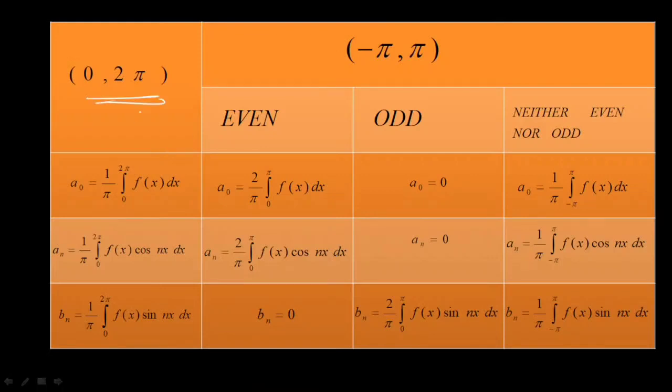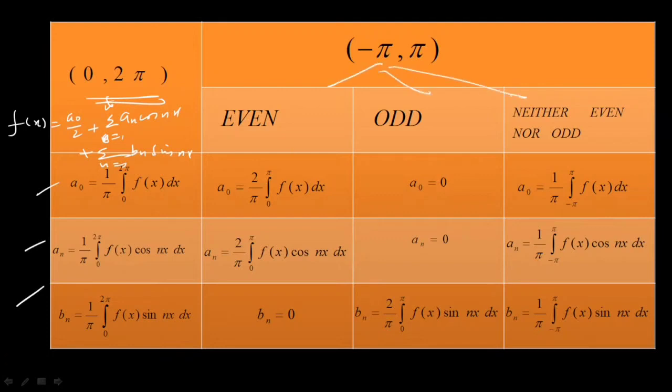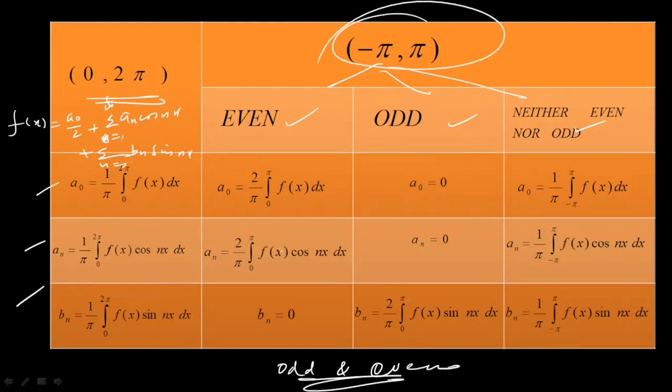If it is under 0 to 2 pi, we have only one series. The general form is f of x equal to a naught by 2 plus sigma n varies from 1 to infinity an cos nx plus sigma n varies from 1 to infinity bn sin nx. We have a unique general form of f of x, for which we calculate a naught, an and bn. But if it is under minus pi to pi, we have three categories: either the given function is even, or odd, or neither even nor odd. So under minus pi to pi, we have the case of odd and even functions. The case of odd and even functions arises only for intervals of type minus pi to pi.